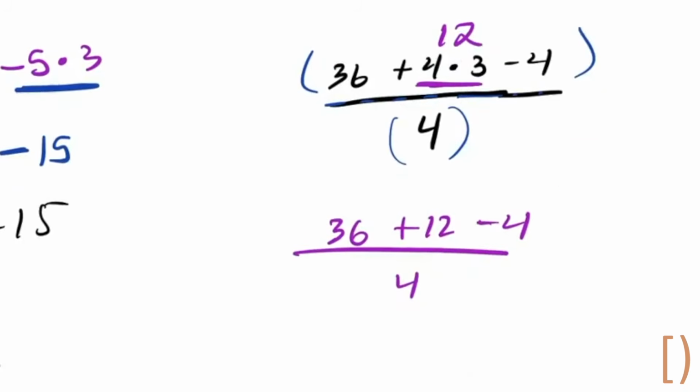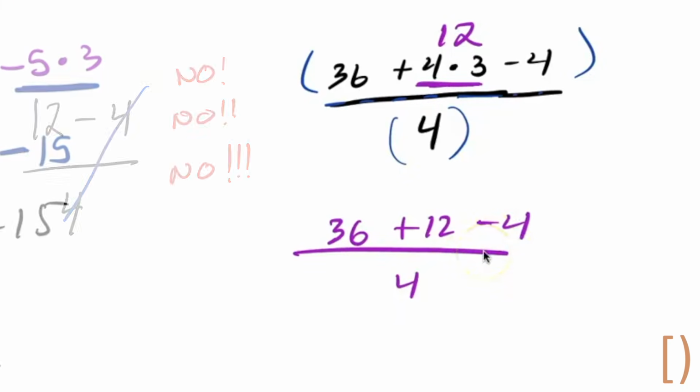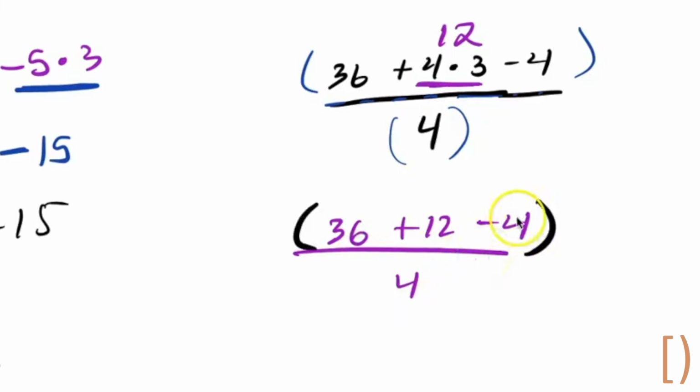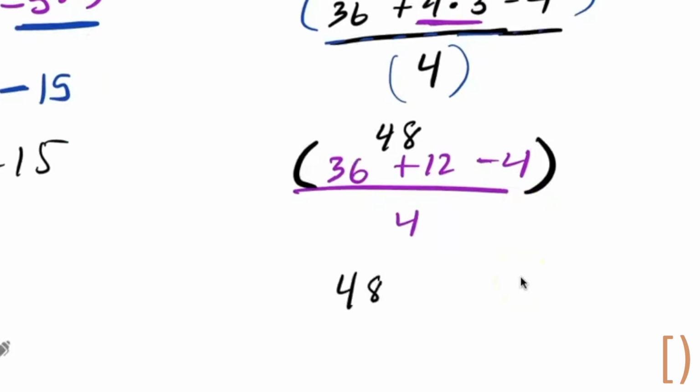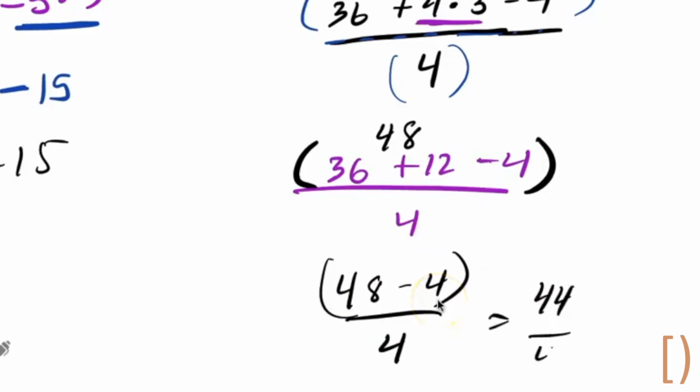Still not done. One of the main mistakes I see students do all the time, they cancel out these 4s. No. Implied parentheses. I gotta simplify this first. 36 plus 12 is 48. 48 minus 4 over 4. Again, these do not cancel out. There's implied parentheses. So you have to do this first. This does not happen. 48 minus 4 is 44. Over 4, which is 11.